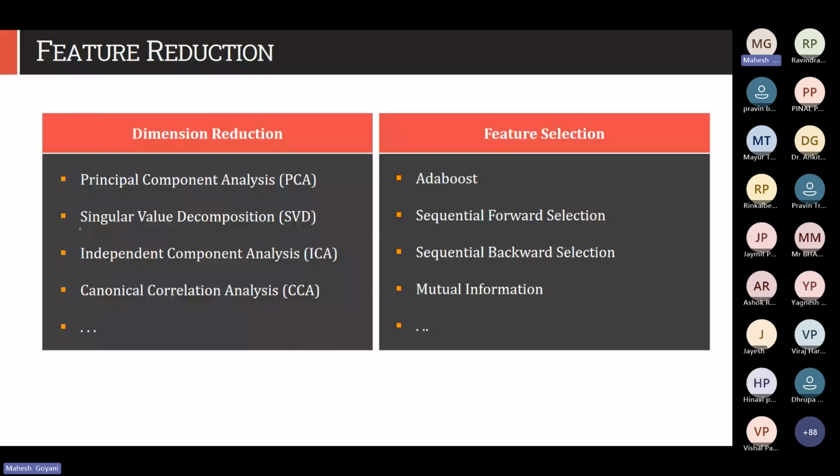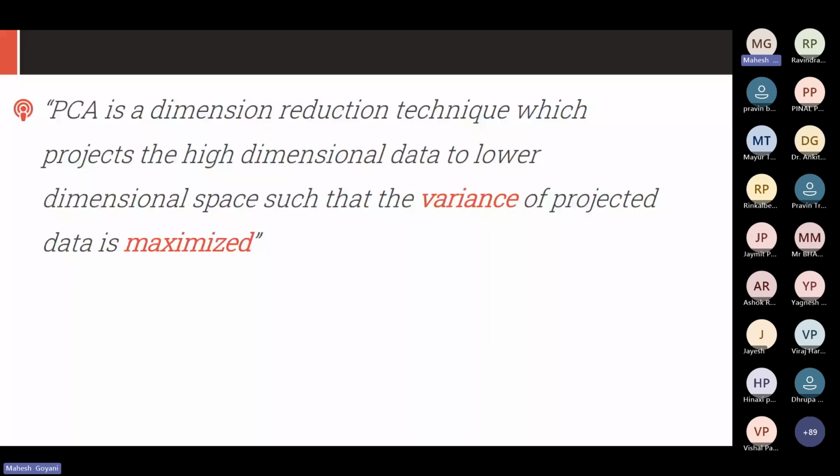Feature selection, we have ADA, SFS, SBS, mutual information, and many. The list is big in both the cases. And today we will discuss principal component analysis. So the goal of principal component analysis is to maximize the variance after the projection.